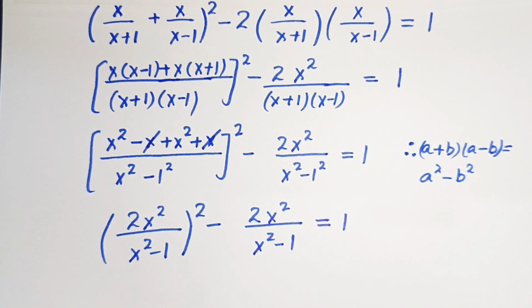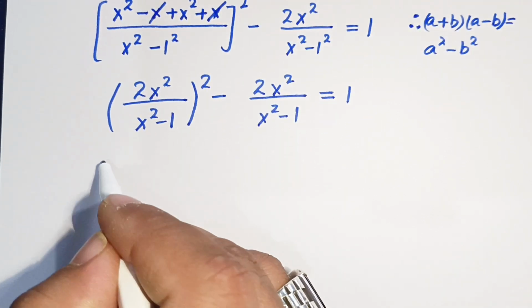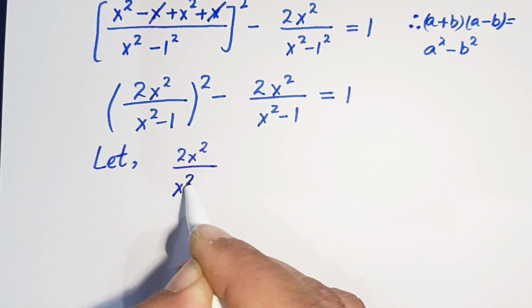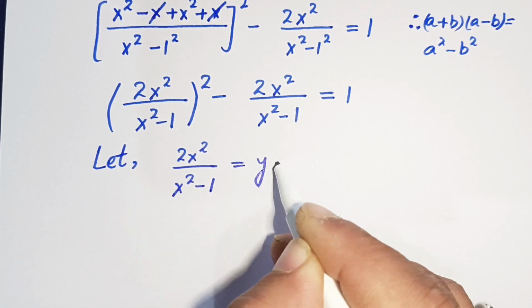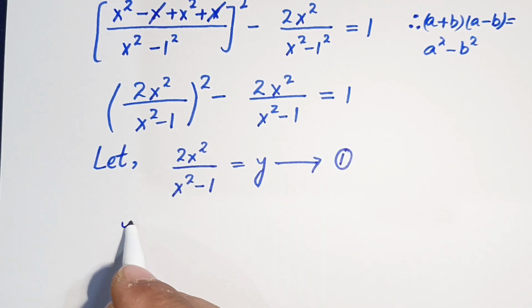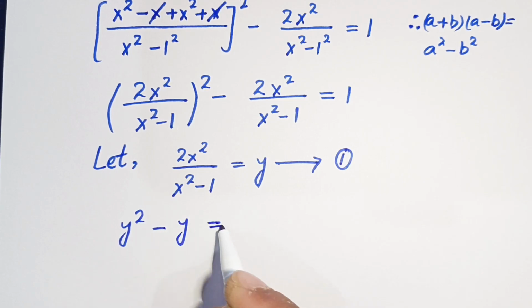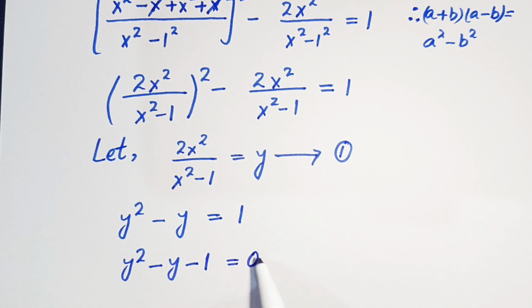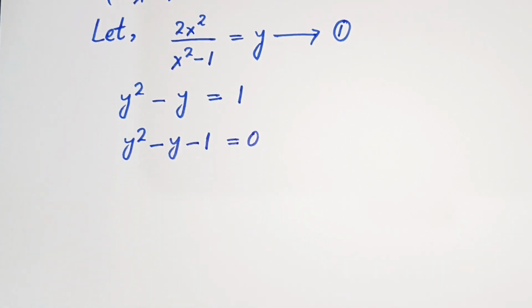So now let us suppose that 2x squared divided by (x squared minus 1) is equal to y. Let's say it is our equation number 1. So now this will be y squared minus y, which is equal to 1. So now if we shift 1 here, then we have y squared minus y minus 1 is equal to 0. So now it is a quadratic equation, so we have to solve this by using the quadratic formula.